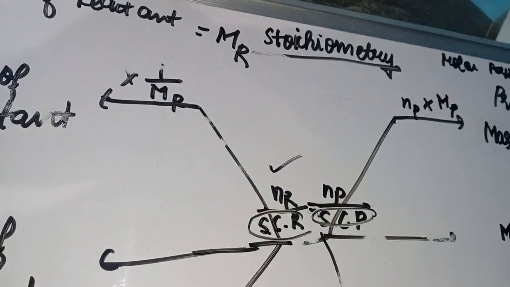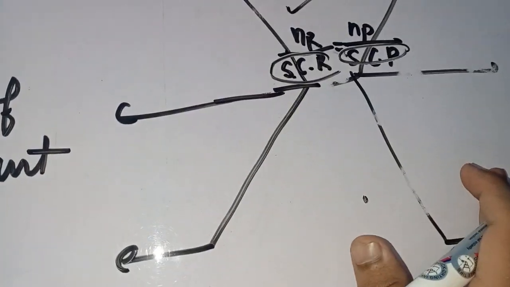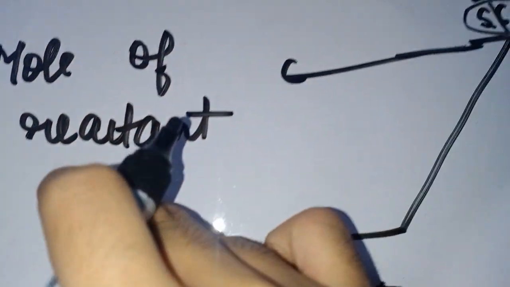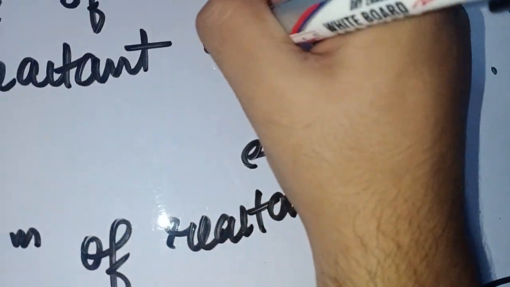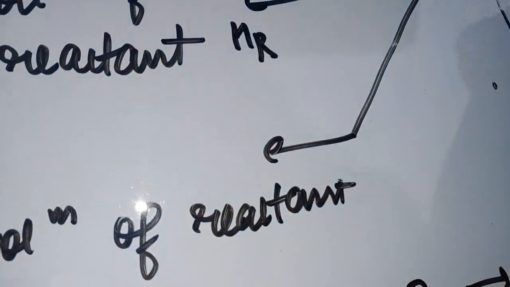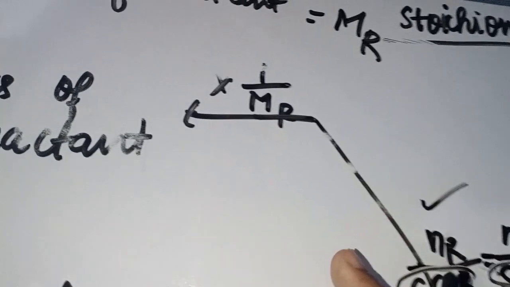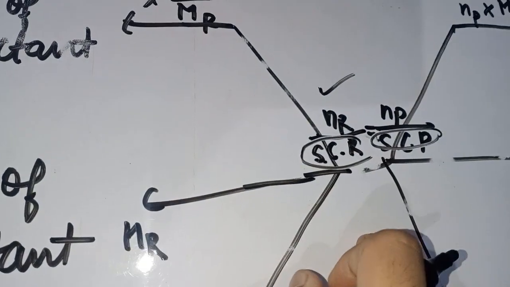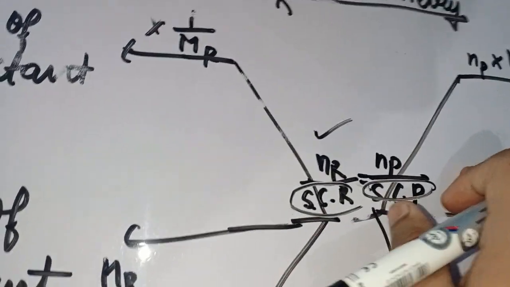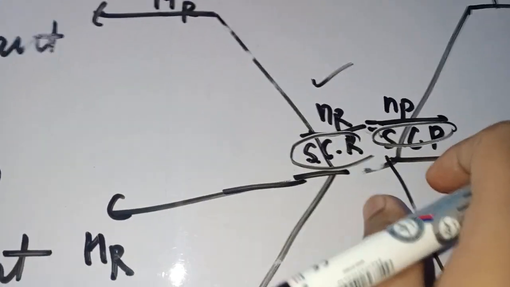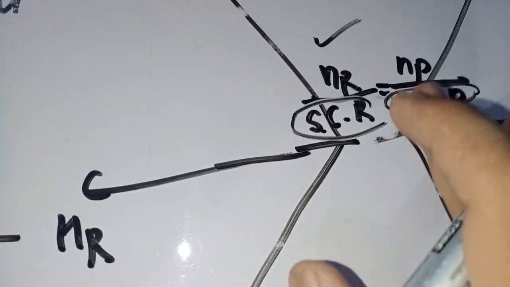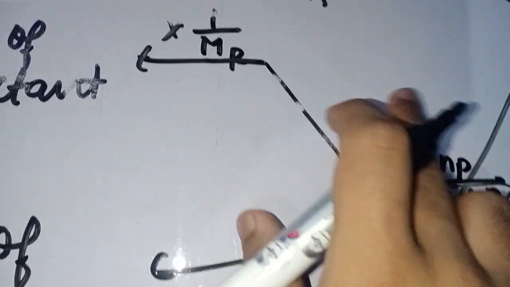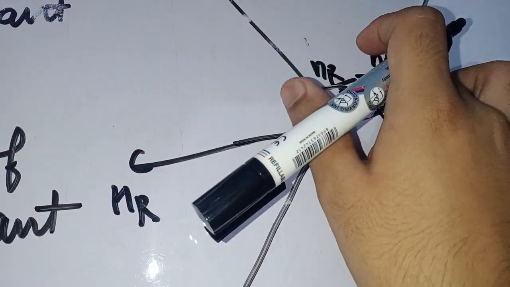Now the most simple is conversion from mole of reactant to mole of product. If you are given, supposedly, N moles of reactant, we are already here. We don't need to make any such conversion, multiplication or division. Number of moles of reactant divided by stoichiometric coefficient of reactant equals number of moles of product upon stoichiometric coefficient of product. We already know the stoichiometric coefficients. Number of moles of reactant we already know. We can easily calculate the number of moles of product.